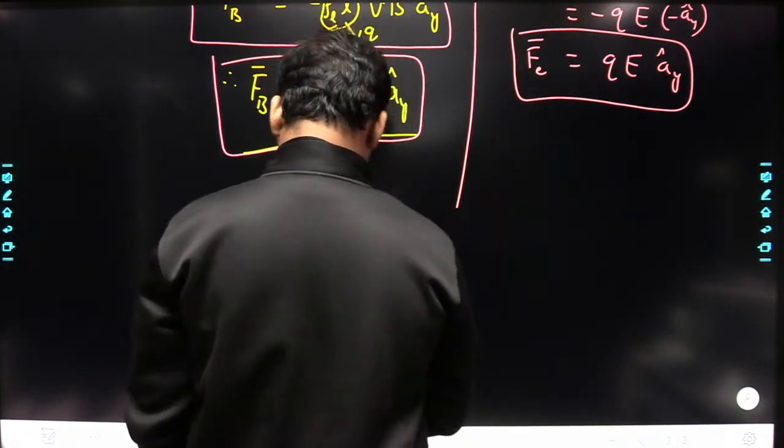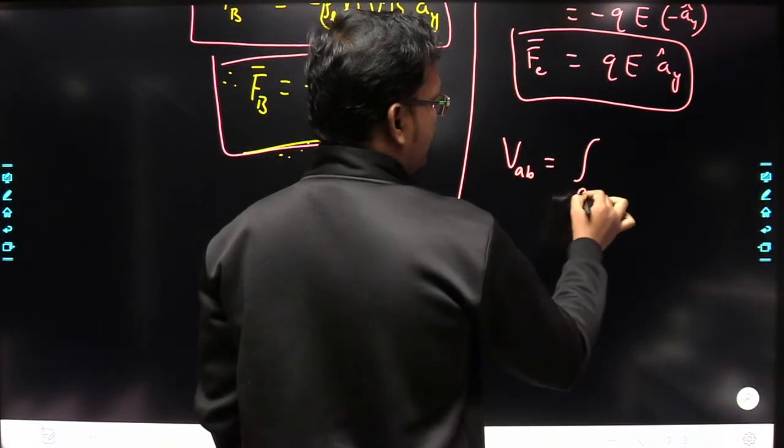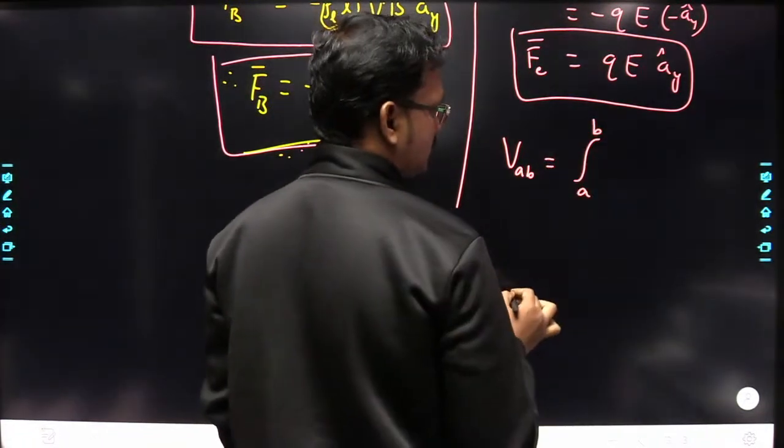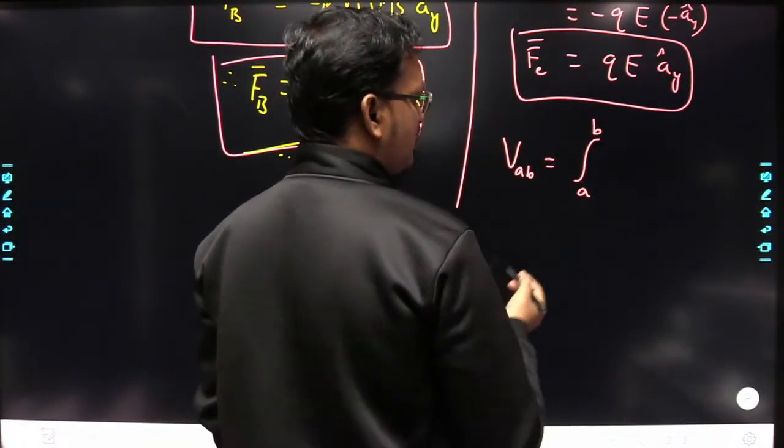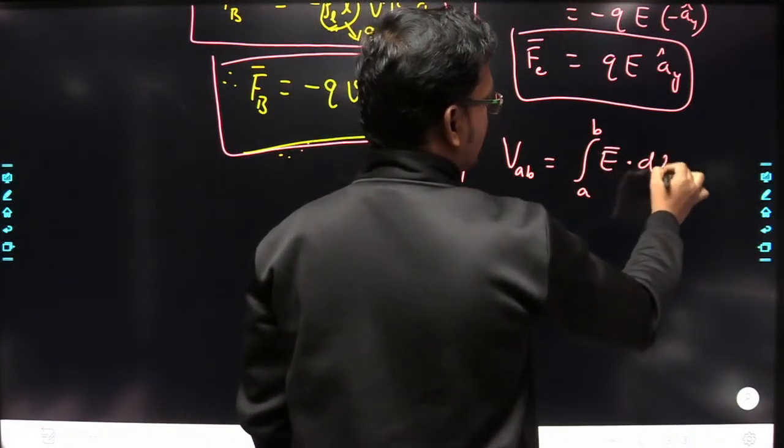So VAB here, I want VAB. VAB is equal to the integral from A to B of E bar dot dL bar.